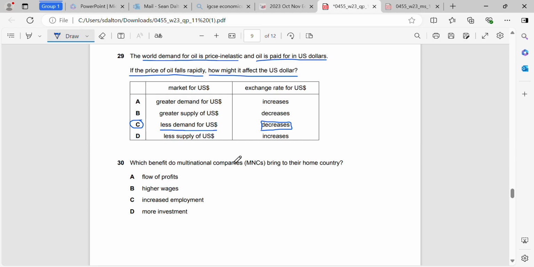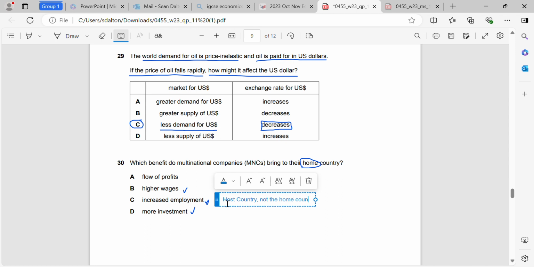And what benefit do multinational companies bring to their home country? The key here is the home country. Higher wages, increased employment, and more investment. They are all benefits that multinational companies bring, but they are all benefits that they bring to the host country, not the home country. The home country is the country that the multinational is from, and what they do is they send their profits back to their home country from their host country.